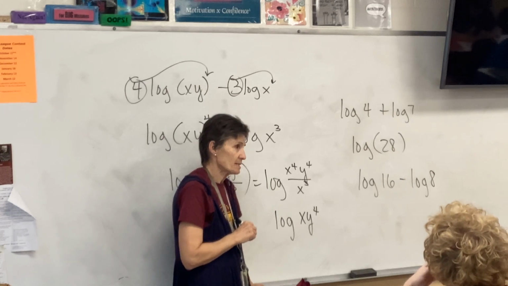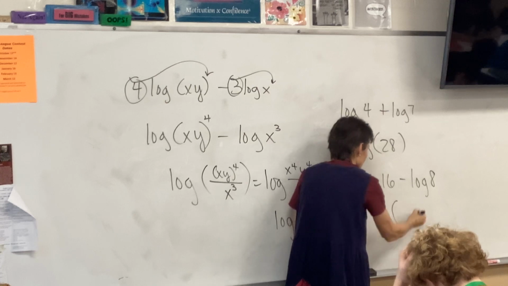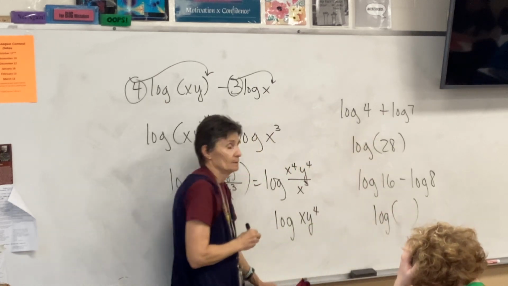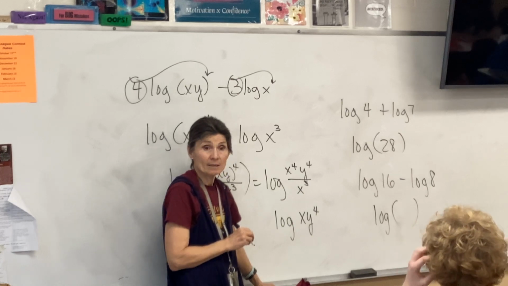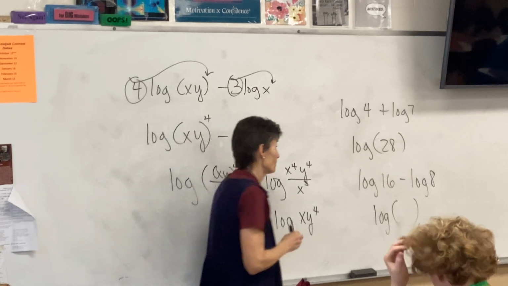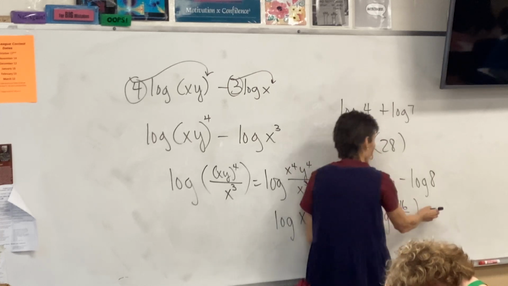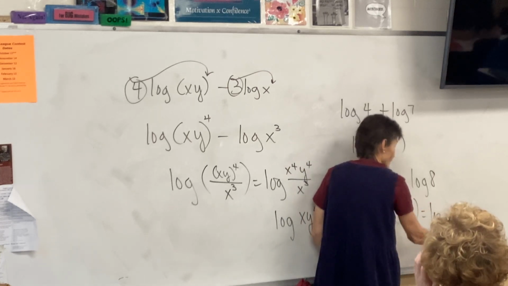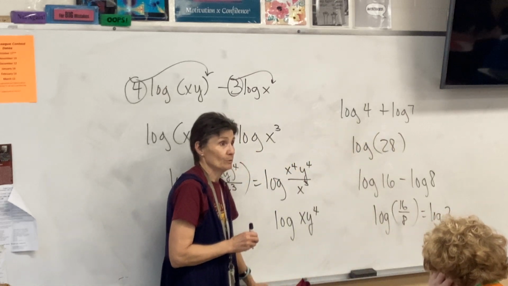All right, what about this guy? Again, your job is to combine into one logarithm. So that's going to become a division. So it's going to be 16 over 8, which of course reduces to 2. So that's just the log of 2.